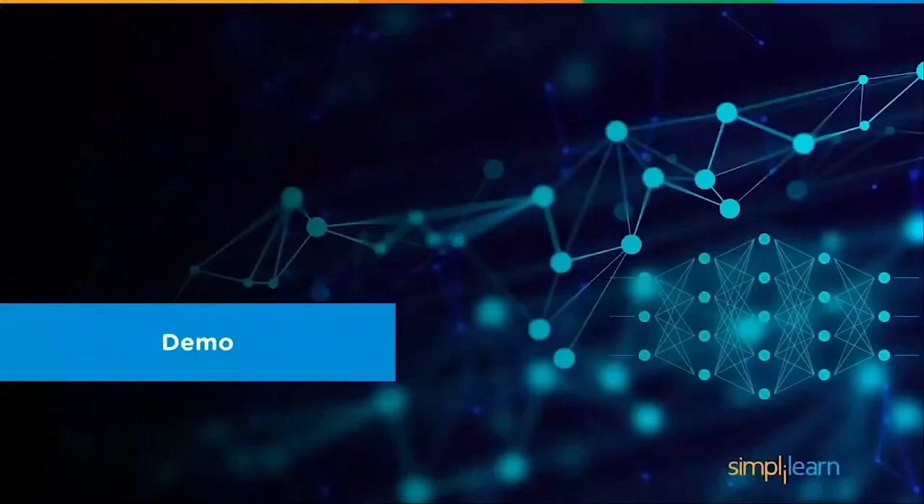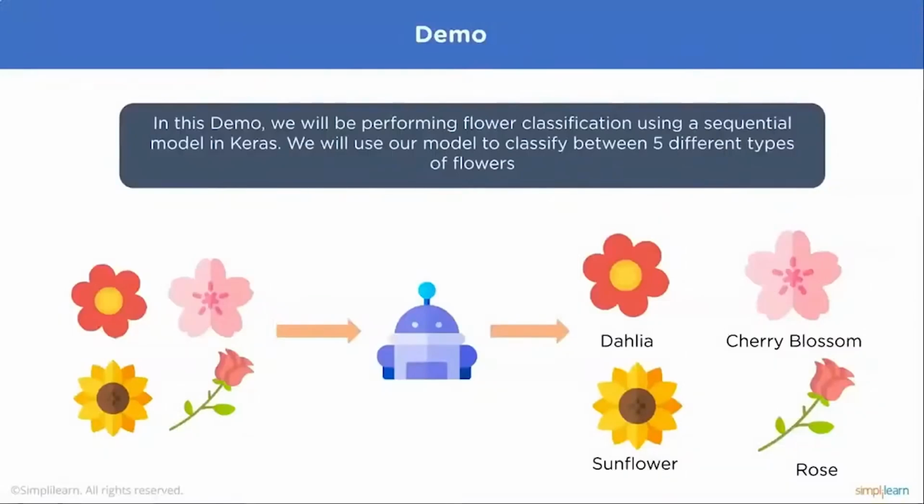So let's dive into the meat of the matter. Let's do a demo on here. Today's demo, in this demo, we'll be performing flower classification using a sequential model in Keras. And we'll use our model to classify between 5 different types of flowers.